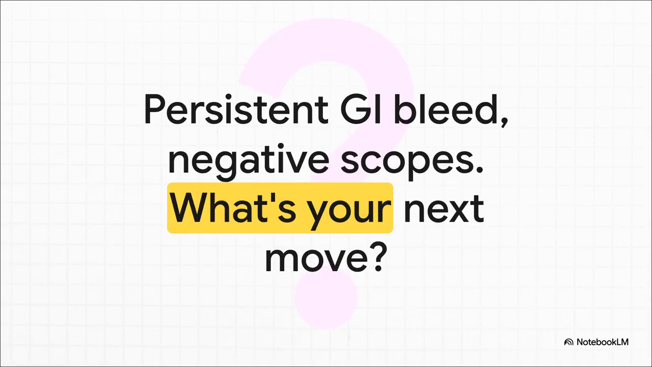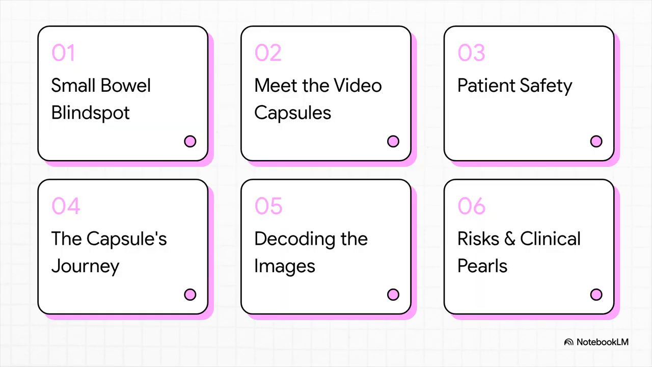So let's kick things off with a situation you've probably seen or will see. You have a patient with a persistent GI bleed. You've done the upper endoscopy, you've done the colonoscopy, and they're both clean. It's frustrating, right? That's the exact moment where video capsule endoscopy, or VCE, steps onto the stage as your next best move. So here's our game plan.